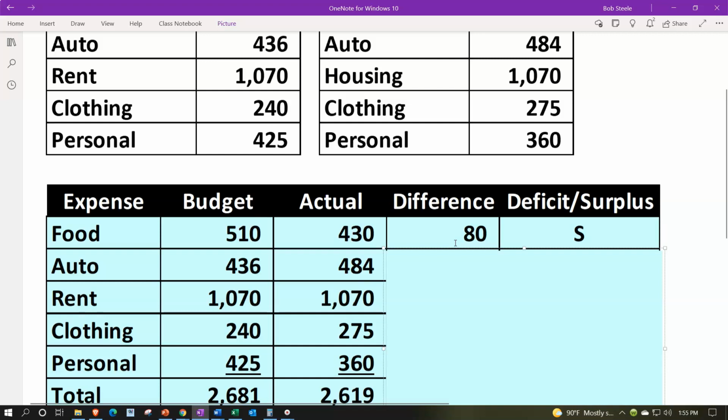Now, normally, when you're thinking about a budget versus actual, your goal is usually to spend less money. You're usually trying to trim down the budget because that would give you more savings and whatnot. That's usually what you're trying to do. That would be how to adjust your habits in the future.